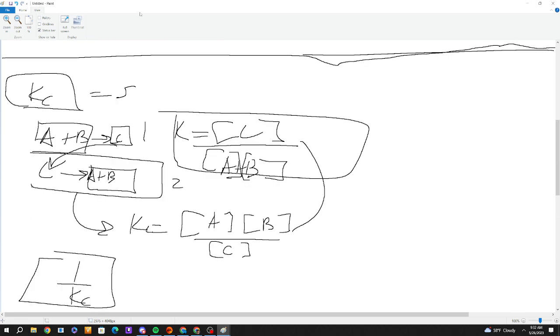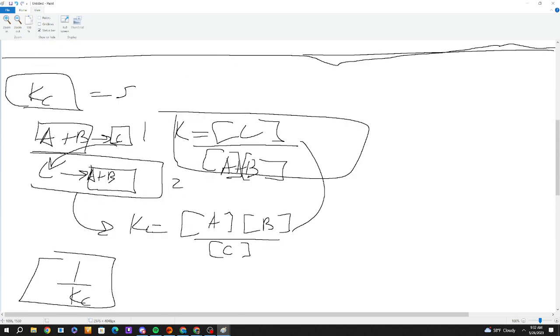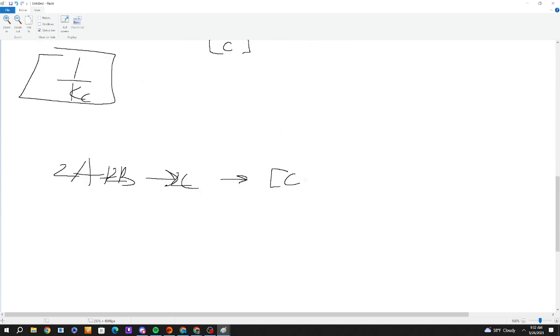Another case. Suppose I say A plus B goes to C. What happens if I say, well, you know what? I want to double everything I do. So double this, and double that. All right? Well, my new equilibrium constant, using this old one right here, is going to be C squared over A squared times B squared.